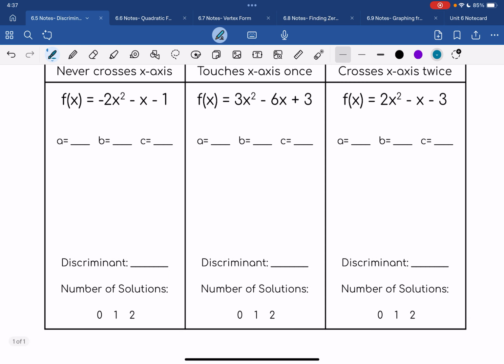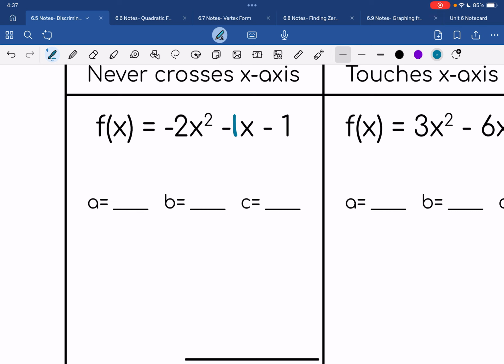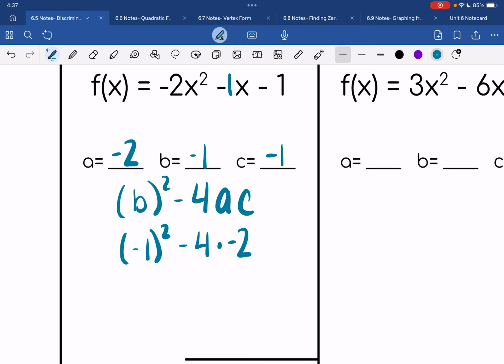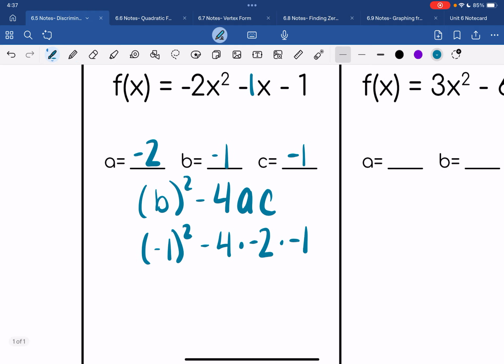So first thing I have in all of our examples is lines for us to write down a, b, and c on. So this first example here on the left, my a value is negative 2, my b value is negative 1, and my c value is negative 1. Our formula that we are going to always use is b squared minus 4ac. So we're just going to plug in those numbers. So b squared in this case would be negative 1 squared minus 4 times my a value, which is negative 2, times my c value, which is negative 1.